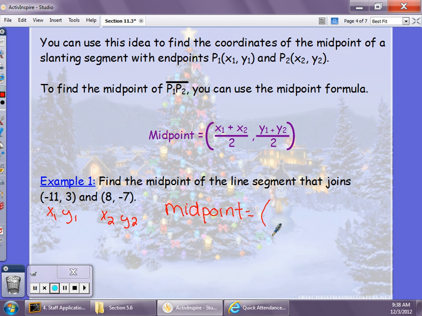of this segment is going to be x1 plus x2, so -11 plus 8, divided by 2. And our y value of the midpoint is going to be y1 plus y2, which is 3 plus -7. So the midpoint of the line segment that is joined by these two endpoints is going to be at -11 plus 8, which is -3, so -3/2 for the x value, and 3 plus -7, which is -4, and -4 divided by 2 is -2. So the midpoint between these two endpoints is at the ordered pair -3/2 and -2.